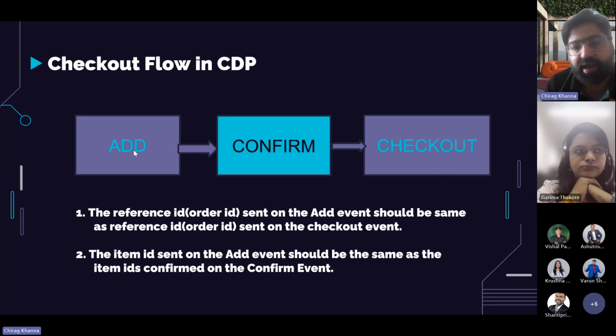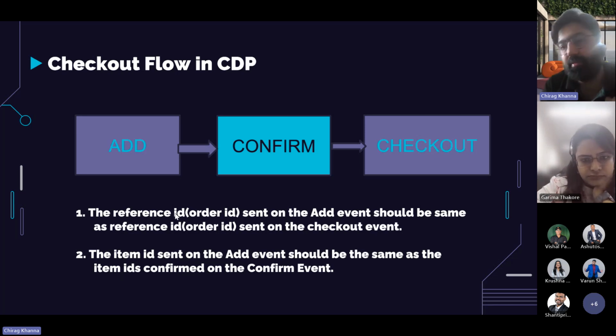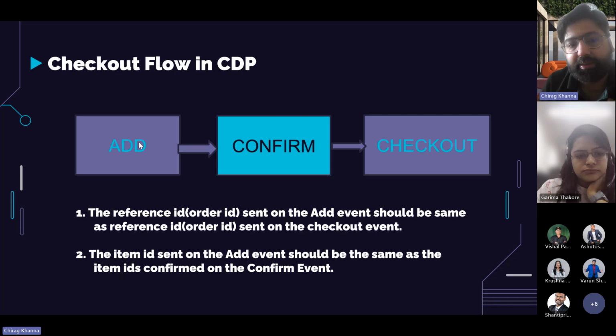Whenever you are sending an add event in Sitecore CDP, we need to send a reference ID, which is nothing but an order ID. It can be any random GUID which you need to generate. This order ID which you generate at the add event needs to be the same when you are sending the checkout event. So there are basically some rules when we are sending the add event, confirm event, and checkout event to make sure that the order is successful. The first rule is the reference ID sent on the add event should be the same as the reference ID sent on the checkout event.